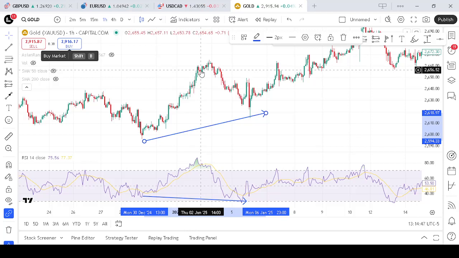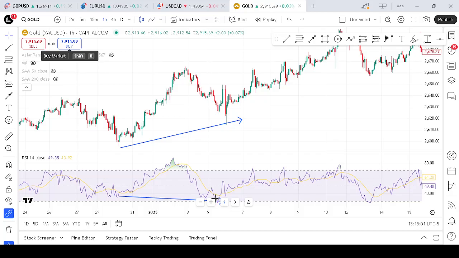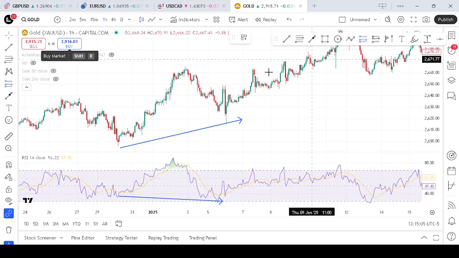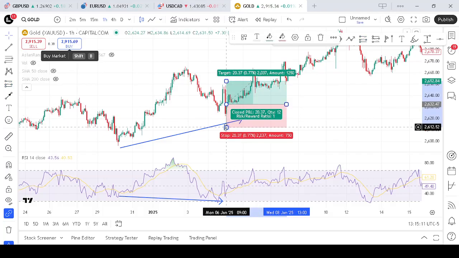We can also enter the trade when both the price action and the oscillator indicator confirm the hidden divergence in the same direction. So the moment you confirm this hidden divergence in the same direction, you can enter your trade. Maybe after price has shown your candlestick pattern, you enter your trade.